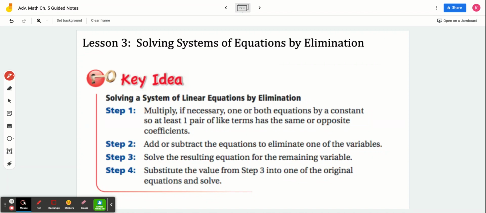Step 2, we're going to add or subtract the equations to eliminate one of the variables. So this is where that term elimination comes in. We're going to take it away. We're going to get rid of it. Step 3, solve the resulting equation for the remaining variable, and then substitute that value back into the original equation above to solve for the other variable. So let's take a look at what a few of these look like.